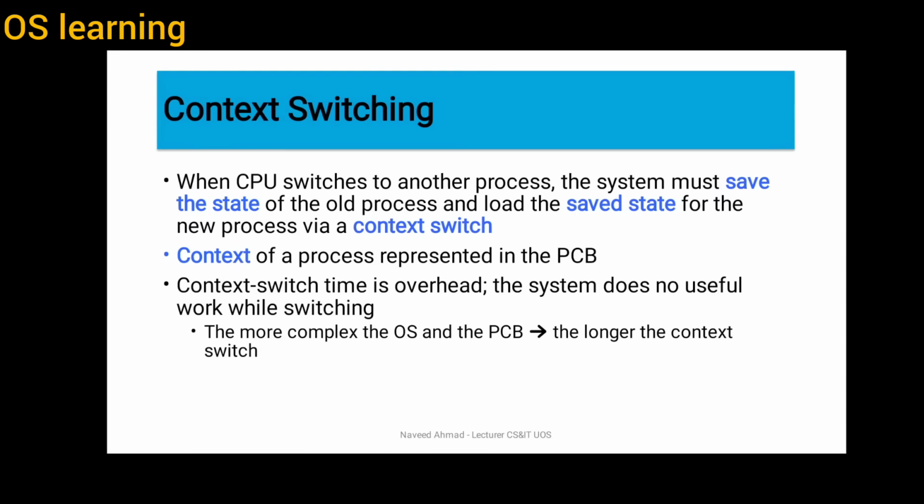What is context switching? We touched a little bit on context switching in our previous lecture where we discussed dispatch latency. Dispatch latency and context switching are a bit similar. So what is context switching? When the CPU switches from one process to another process, the system must save the state of the old process and load the saved state for the new process via context switch.